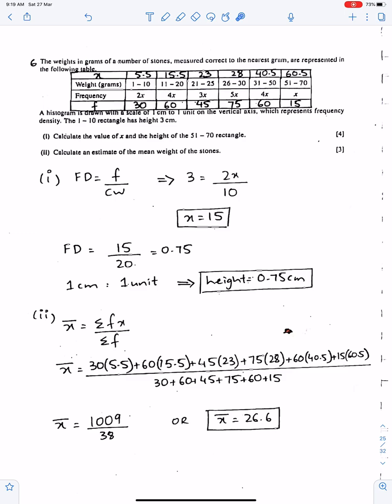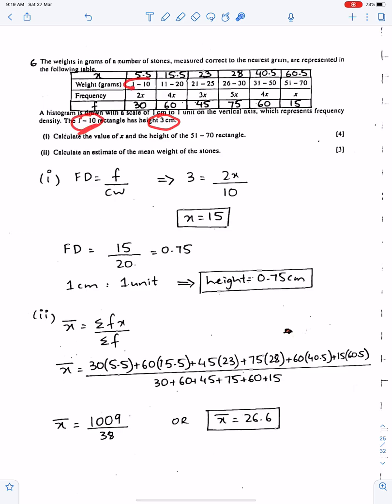Well, in this question, they are saying a histogram is drawn with a scale of 1 centimeter to 1 unit on the vertical axis, which represents frequency density, and for the first class, the height or density is 3. Now find the value of x, and then find the density for this rectangle. You know, this is the formula for frequency density, which you did in O levels. It's frequency upon class width. So frequency density is 3 for this class and the class width is 10.